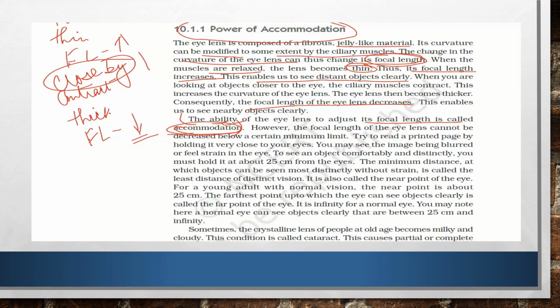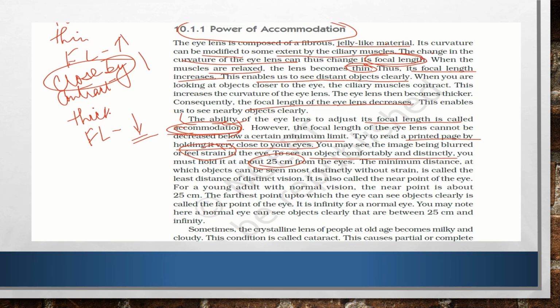It's clear now. Now the focal length of the eye cannot be decreased below a minimum limit. There is a minimum limit beyond which we can't reduce the focal length. So try to read a printed page by holding it very close to your eye. You will not be able to read it. You will feel strain in the eyes. To see an object comfortably, it should be 25 centimeters from your eye. So it's the minimum focal length. Beyond that, you can't accommodate your lenses.